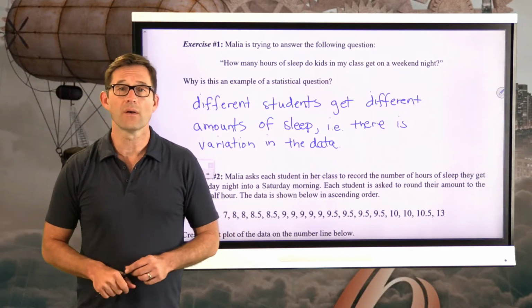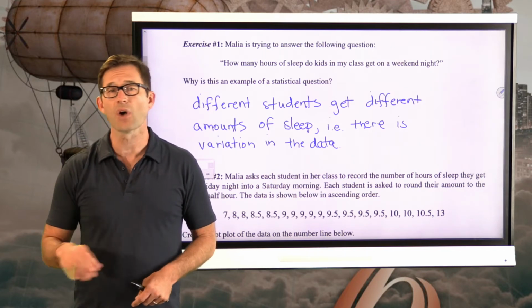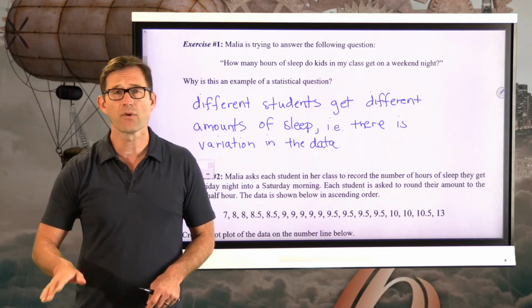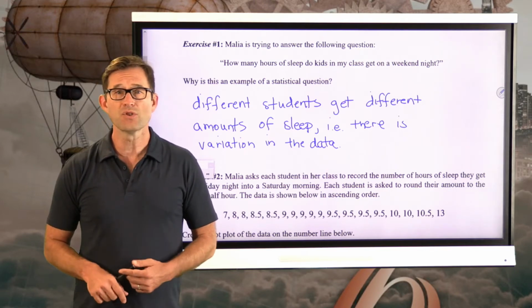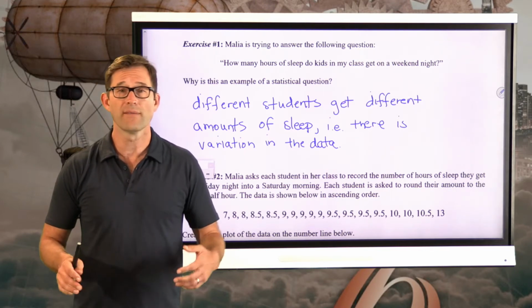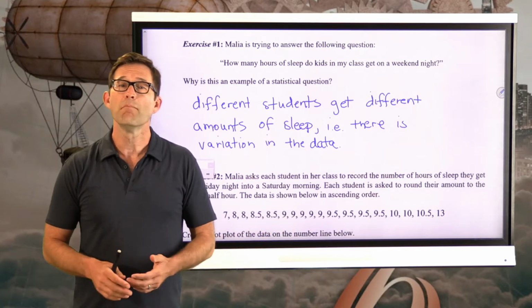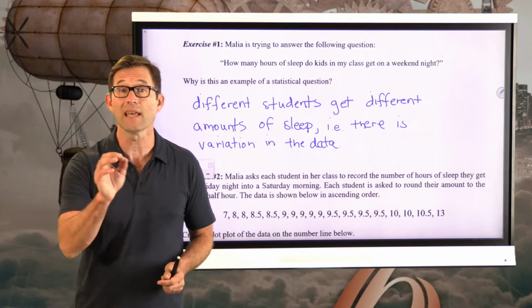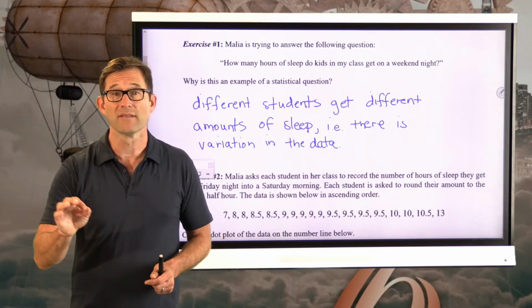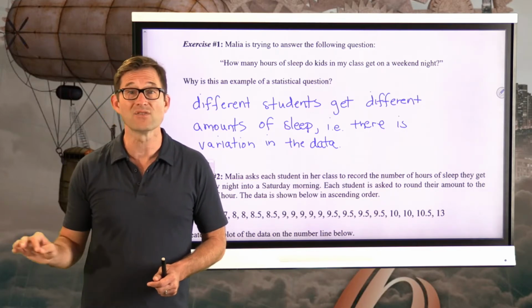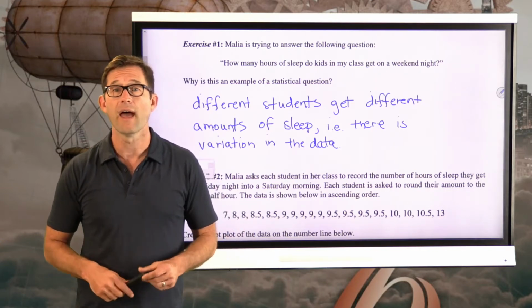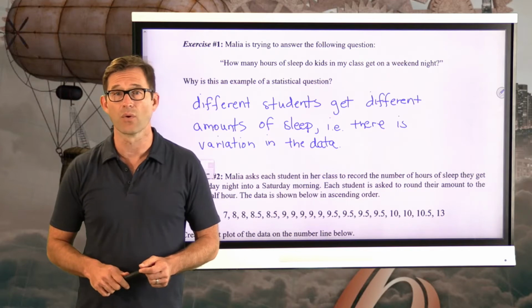There is no single answer. If all kids always got 8 hours of sleep on weekend nights, all kids, everywhere, always, then the answer would just be 8. That would be the answer. But because different students get different amounts of sleep, and you could even say the same student gets different amounts of sleep on different weekend nights, because of that, there's variation in the data, and because of that, it's a statistical question.